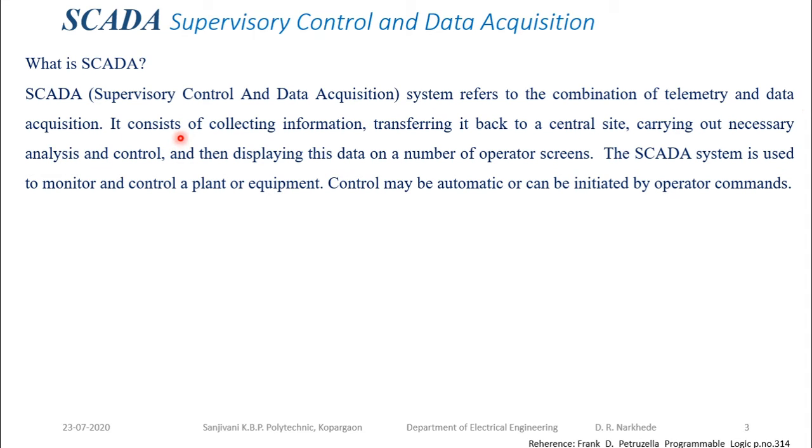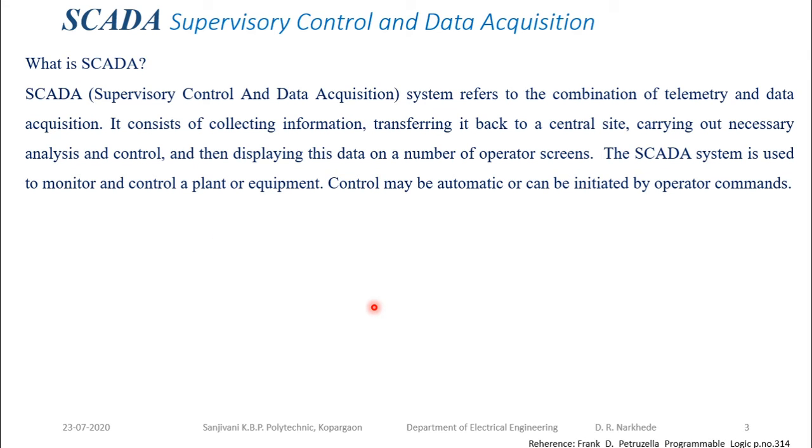Okay, it consists of collecting information. So we are collecting the information of each and every event which occurs on the machine or system. Then we are sending that information to the central site, to the control room, and on that information we are going to perform certain necessary analysis. Certain calculations or analysis are done on that information, and based on the result of analysis we will initiate certain control if required, and then display this data on a number of operator screens. So in front of the operator there are some screens.